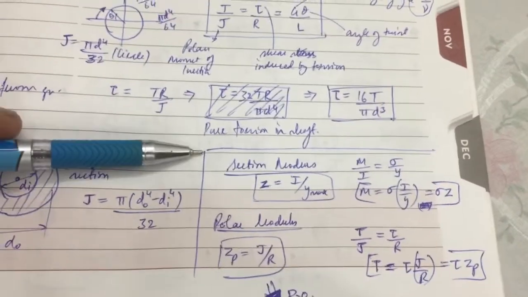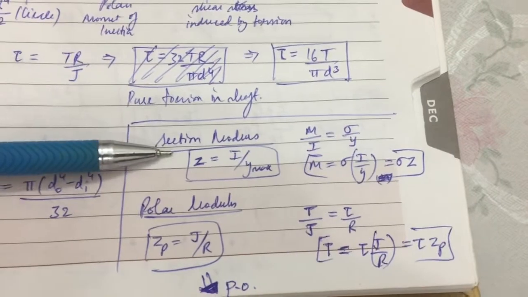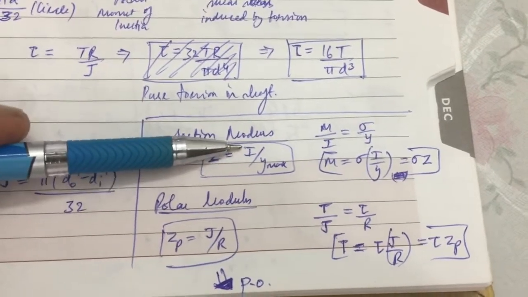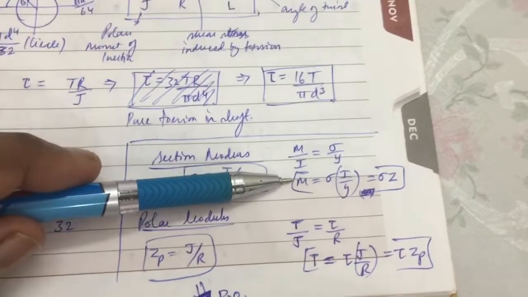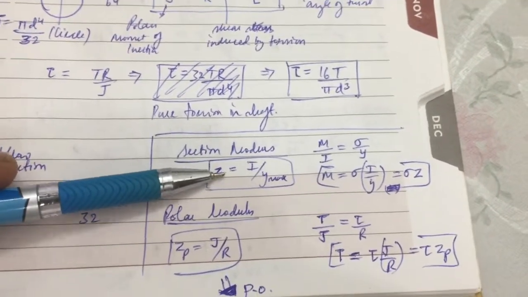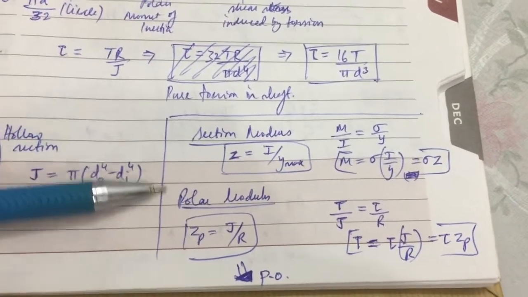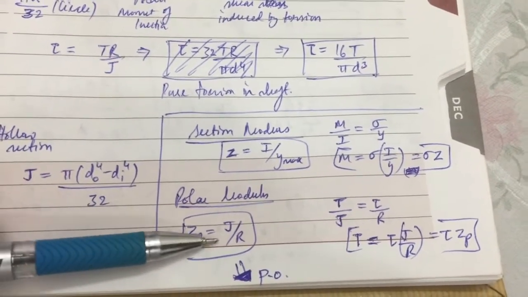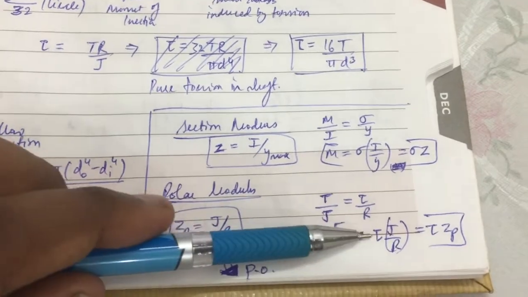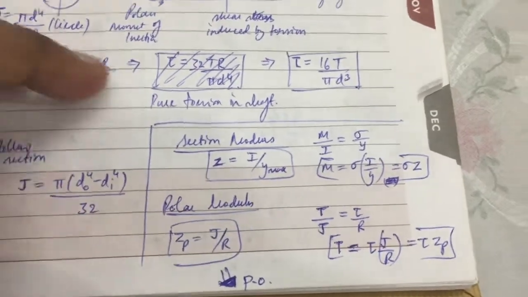As we have seen in the previous section, the section modulus Z is equal to the moment of inertia by the y max, which is from the neutral axis. From this we get the section modulus. Similarly, for the polar moment of inertia, we have the polar modulus Zp, which is J by R.